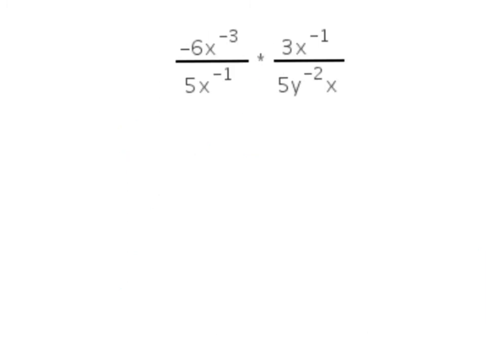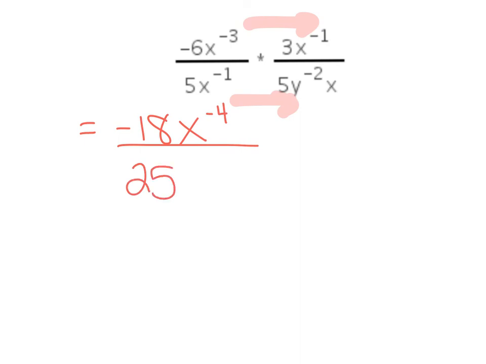Okay, on your fourth and final one, pause the video, try it on your own. If you get it right, awesome. If not, watch each step that I do. Okay, so this is multiplication, so there's no need to flip anything. I'm just going to multiply straight across. This becomes negative 18 x to the negative 4th over 25 x to the 0, because negative 1 plus 1 would be 0, and y to the negative 2nd.